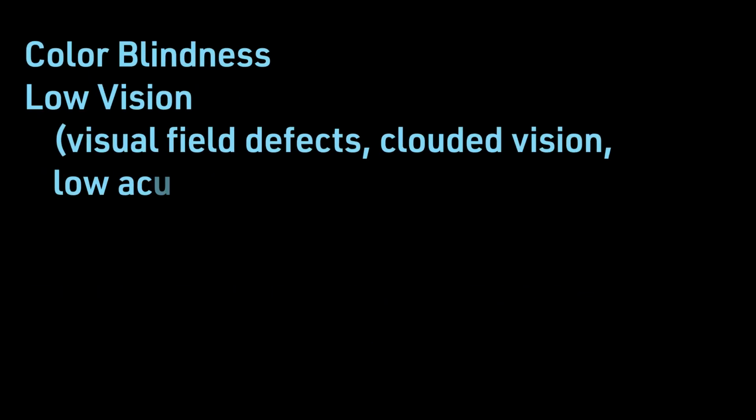Conditions that cause vision impairment. Color blindness, low vision, which may include visual field defects, clouded vision, or low acuity, blindness. Conditions that cause auditory impairment: hard of hearing, deafness, tinnitus.